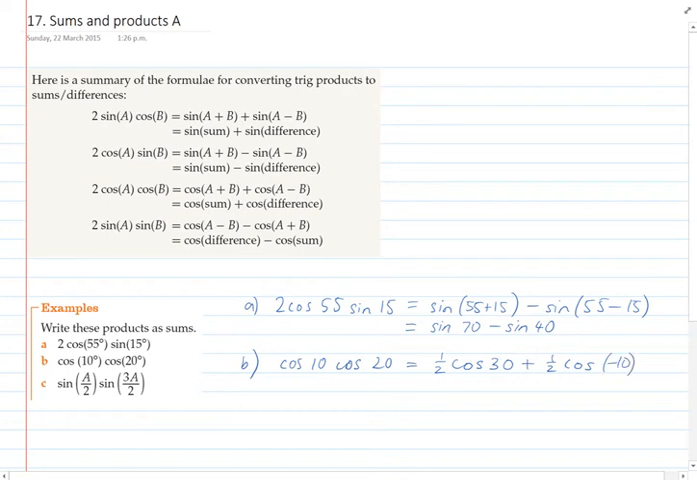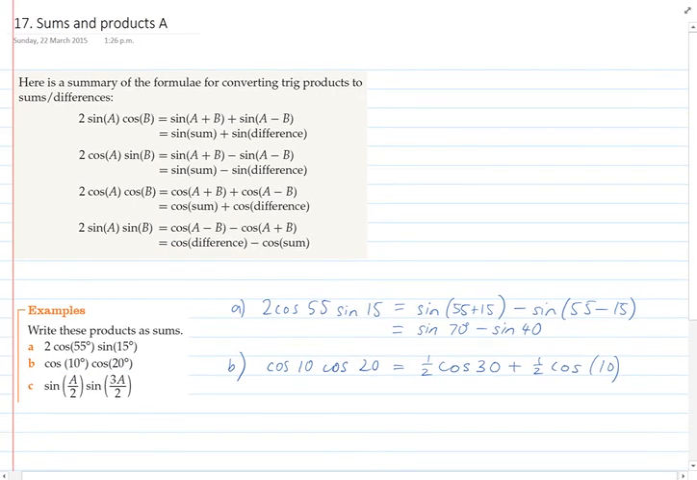Okay, and if you think about it, we don't actually have to write negative 10 either, because the cosine graph is symmetrical, but also the order that they're multiplied in isn't important, so you might as well just leave the angles positive. I should really be writing in degrees for all of these so that we know that they're not radians.